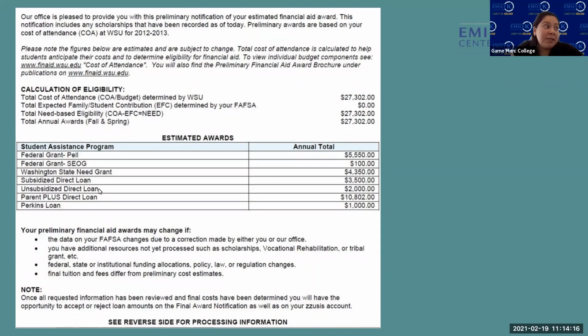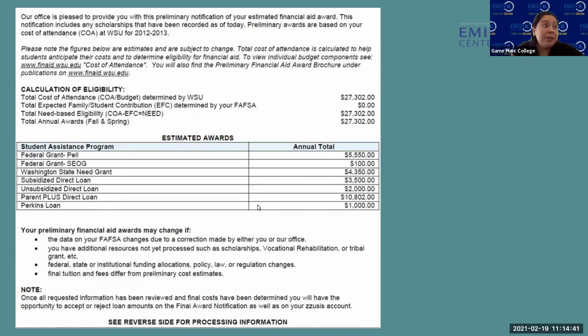However, unsubsidized loans, they do accrue interest while you are in school. So if $2,000 was the only loan I would ever take out for my whole 4 years at school, at the end of 4 years, I would owe more than $2,000 just based on that interest, because interest is accruing or adding up each year.